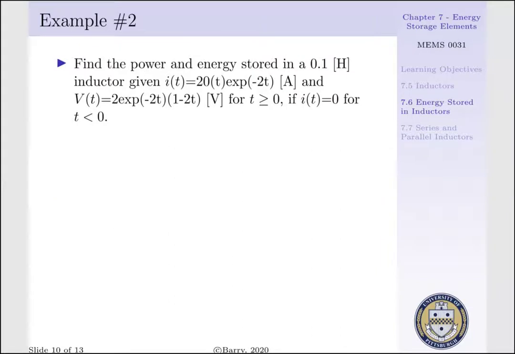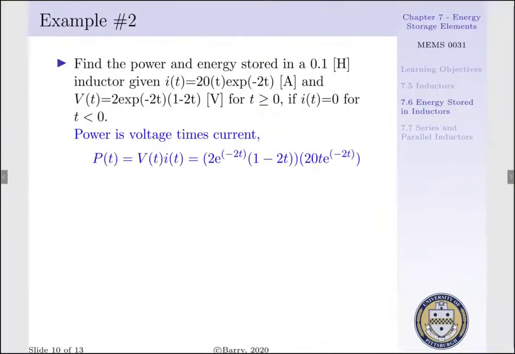Now, to illustrate this, let's look at example 2. Say we want to find the power and energy stored in a 1/10 Henry inductor given that our current is equal to 20t e to the minus 2t amps, and our voltage potential existing across the device is 2 e to the minus 2t times the quantity 1 minus 2t volts for all time greater than or equal to 0, assuming that our initial current is equal to 0 for all time less than t.